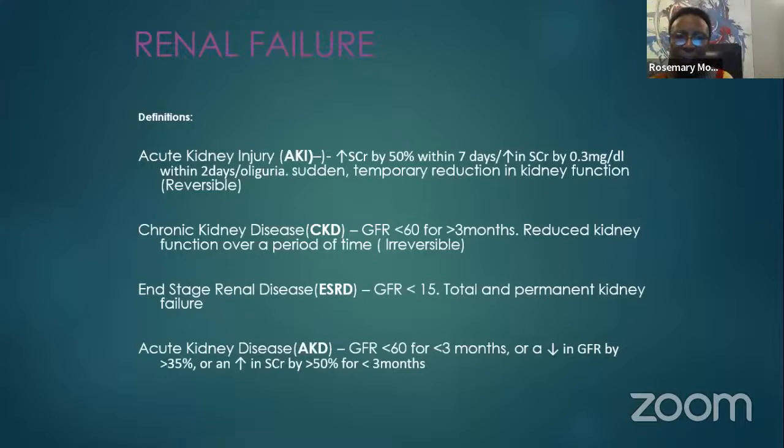And then there's also one aspect that they mention, which is acute kidney disease. And there you get a GFR of less than 60 for less than 3 months, or a decrease in GFR by more than 35%, or an increase in serum creatinine by more than 50% for less than 3 months. We hardly ever use the term acute kidney disease, but you need to know the difference between the acute kidney injury and the chronic kidney disease. And sometimes we've got what we refer to as AKI on CKD, or acute on chronic kidney disease.